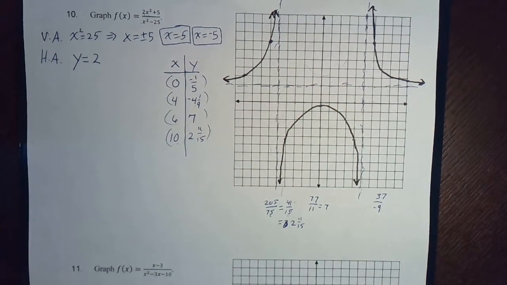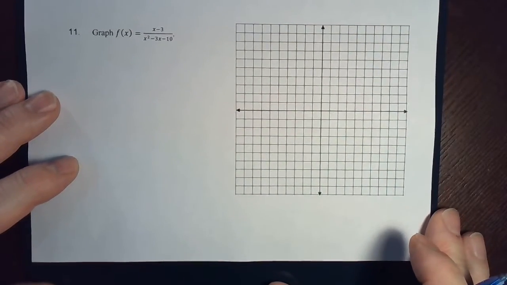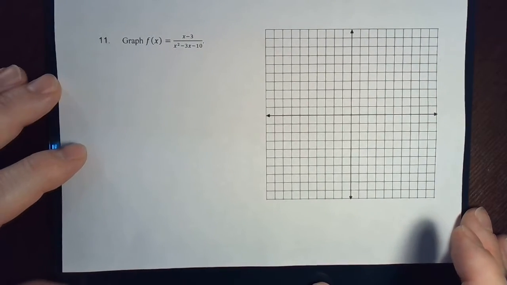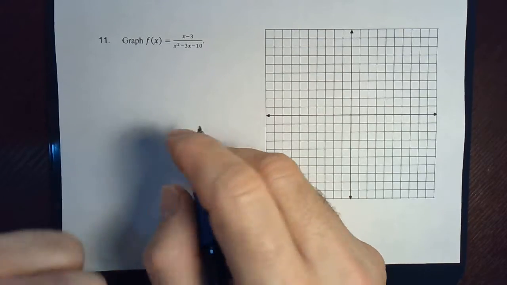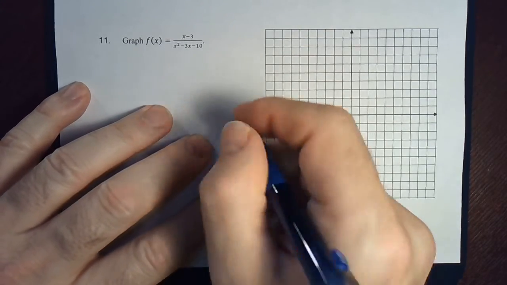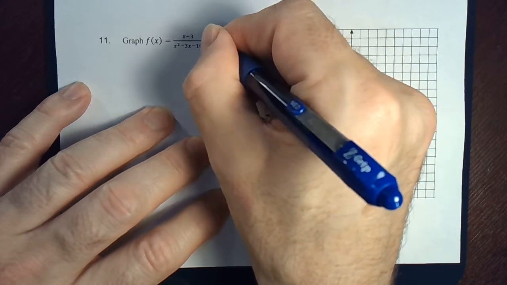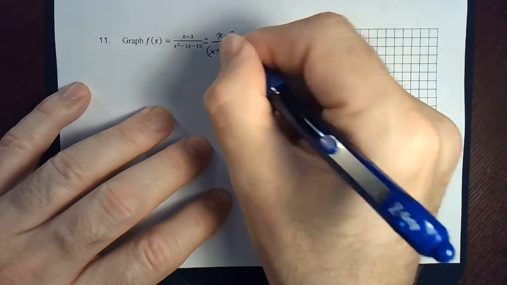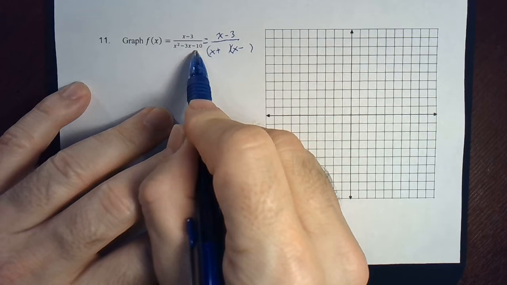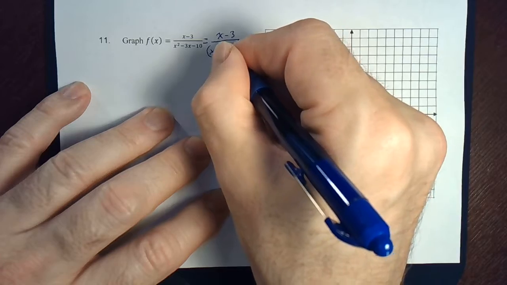Okay, let's move on to our final example. Given here, for this one, f of x is x minus 3 on top, and then x squared minus 3x minus 10 on the bottom. And I don't know if it's going to help or not, but I'm going to go ahead and factor the bottom. We need a plus and a minus. I have to multiply to negative 10 and add to negative 3. So it would be the minus 5, plus 2.